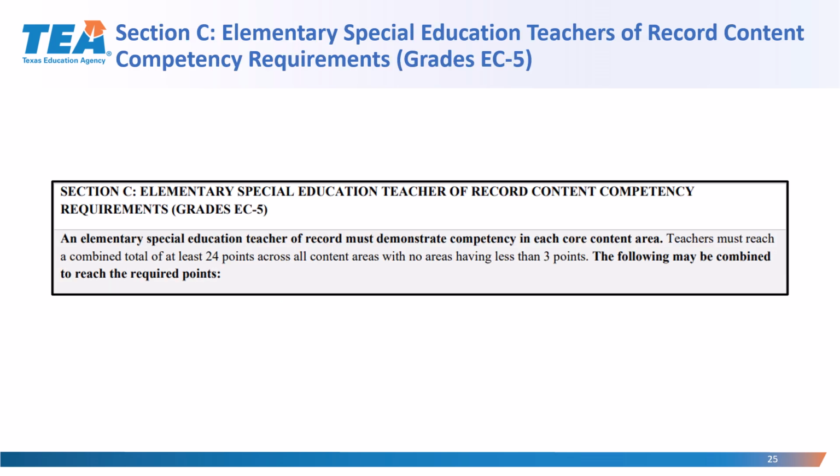Next, Ms. Lynn and the authorized administrator will work together to complete Section C of the worksheet for elementary special education teachers of record. As a reminder, within Section C of the worksheet, teachers must meet a combined total of at least 24 points across all 4 core content areas, with no content areas having fewer than 3 points.